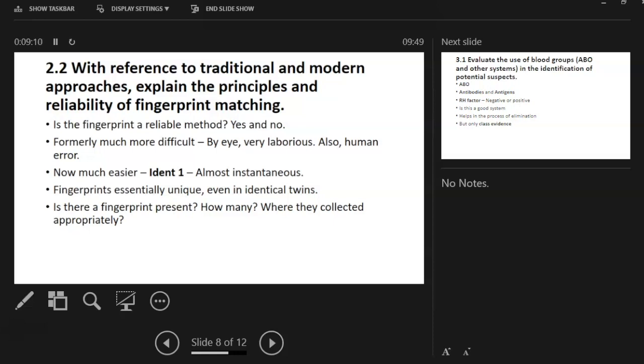It's now much easier, almost instantaneous. So that guy was saying how you entered the fingerprint into the database and it instantaneously could tell you if there's any matches. Fingerprints are essentially unique, even in identical twins. And then you've got the issue: have you got a fingerprint? How many have you got? Was it collected appropriately? How clear is it?